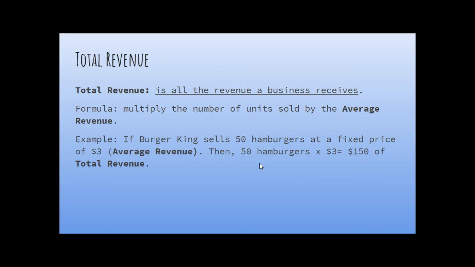Then our total revenue for McDonald's for that day of selling hamburgers would be $150. Remember, total is basically the amount of things they sold times the price they're selling it for, if you ever see a word problem. The other example: if Burger King sells 50 hamburgers, it's the exact same thing. $3, $150 revenue.